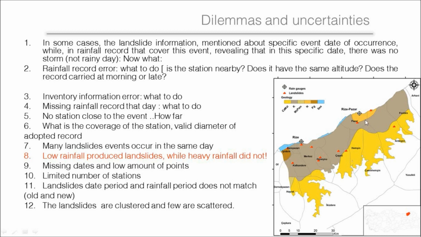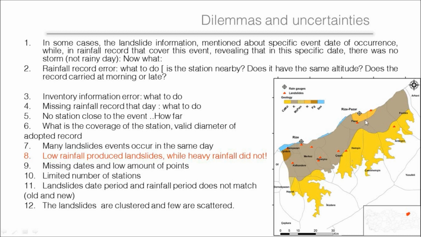Also, there might be inventory information error. We mentioned this missing rainfall. We mentioned how to use the imputation techniques. We mentioned also that if you have no station close to the rainfall, you need to do interpolation. Very important point, actually, number six.